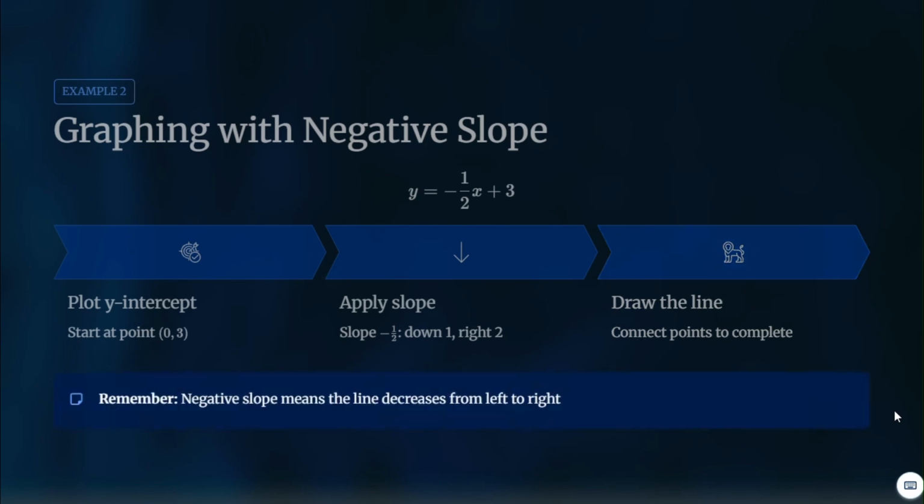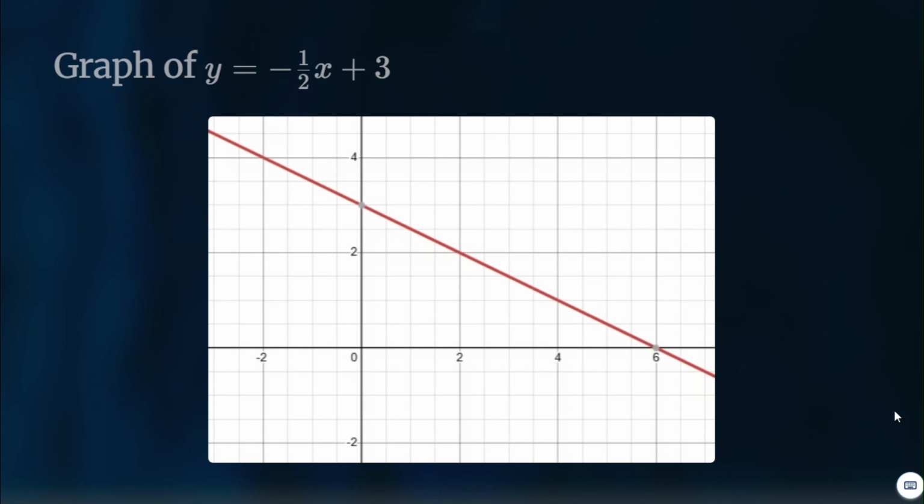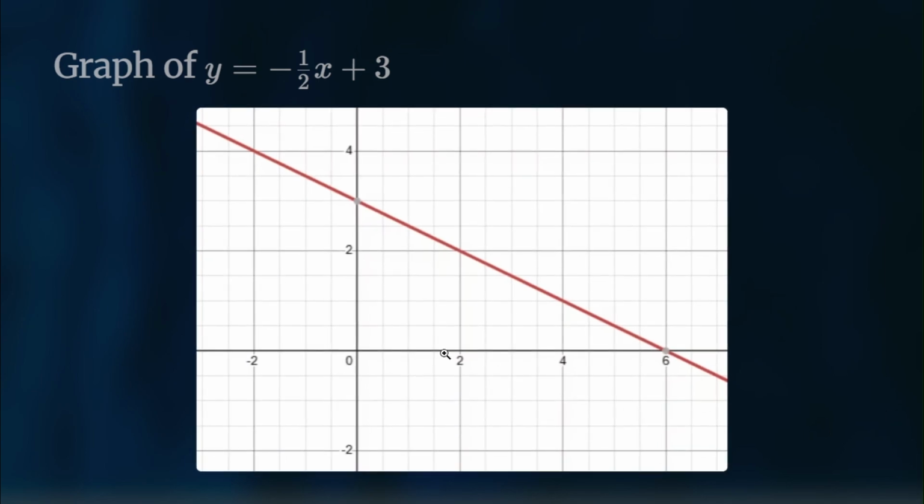So remember, negative slope means the line decreases from left to right. So if I look at the graph here, if I start at the point (0, 3) right here, and I go down 1 unit and to the right 2 units, I can simply connect the dots and draw the line for the equation y equals -1/2 x plus 3.